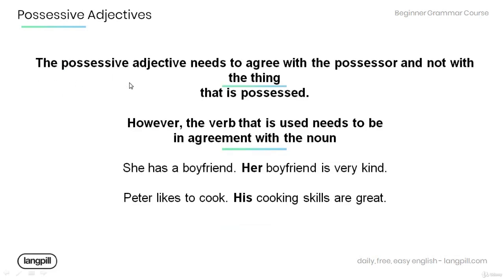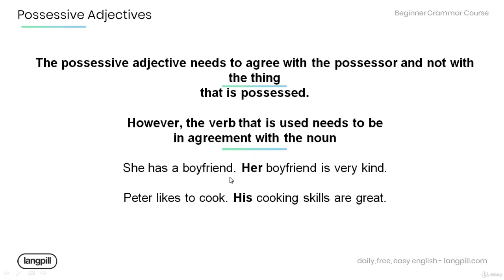Note that the possessive adjectives need to agree with the possessor and not with the thing that is possessed. However, the verb that is used needs to be in agreement with the noun. Have a look at the examples below.